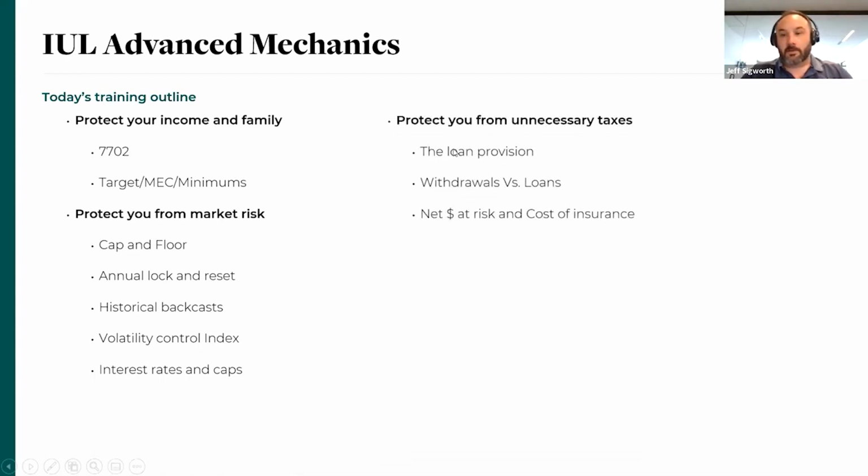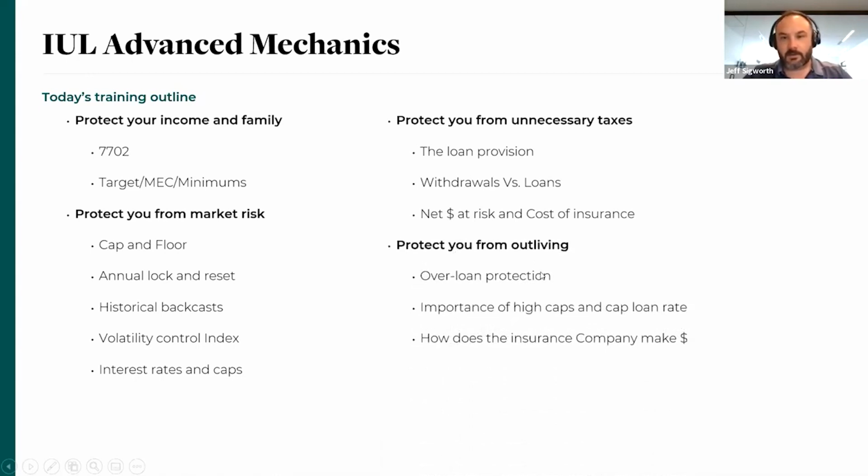We're going to talk about how it protects you from unnecessary taxes, a loan provision, what a withdrawal is, what a loan is. We're going to talk about the net dollars at risk and the cost of insurance. And then we're going to talk about the overloan protection, why it's important to have a high cap or high interest rates and then a capped loan rate. And then we're going to tell you guys how the insurance company makes money.